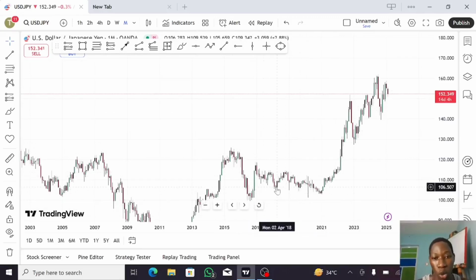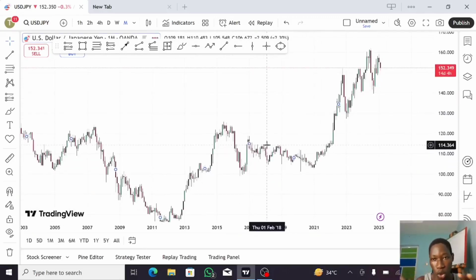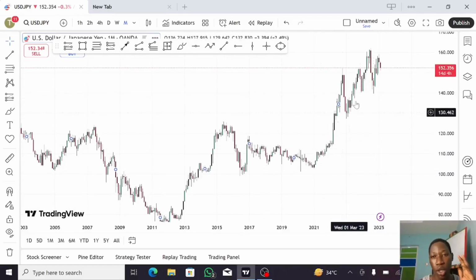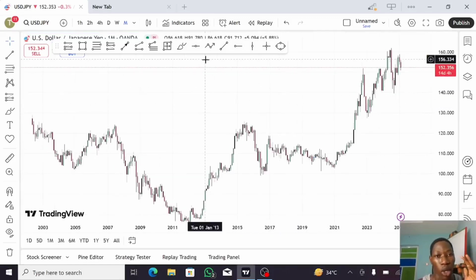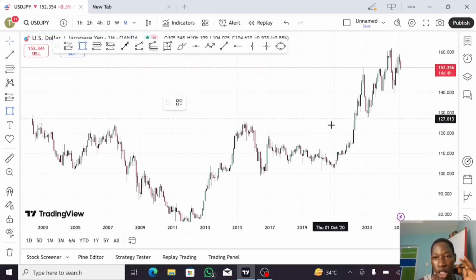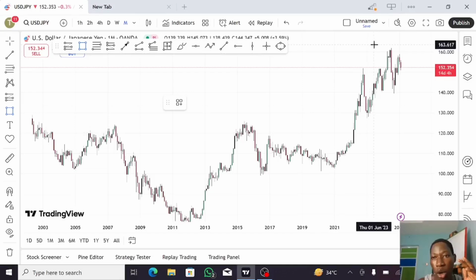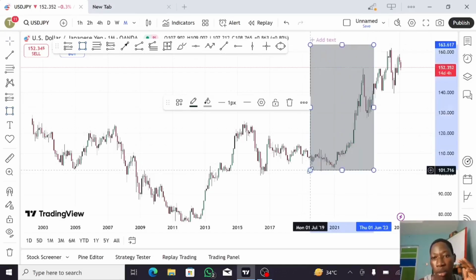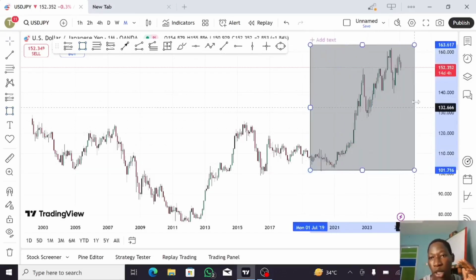Which current direction will you say it is going? Is it going upward, downward, or sideways? Obviously, this market is going upward, right? Now, our analysis is mainly going to be based on this place, right? Mainly based on this place.